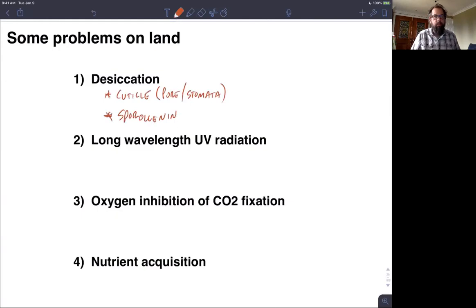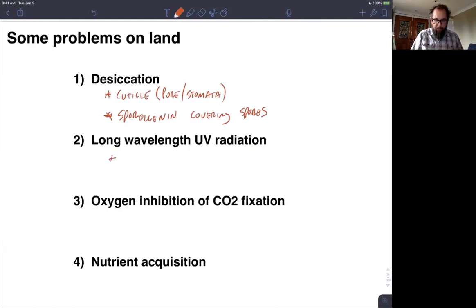Another one, which I mentioned briefly, but I'll emphasize here, is sporopollenin, covering the spores. So you remember sporopollenin was a desiccation-resistant polymer that surrounds the spores in land plants. This is one of the things that allows the spores to be preserved in the fossil record. It also helps with desiccation on land. So this is an important characteristic there as well.